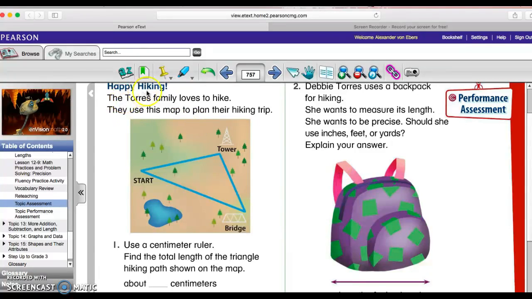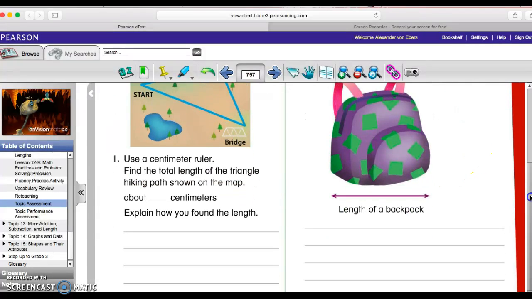So, happy hiking. The Torres family loves to hike. They use this plan to map their hiking trip. Use a centimeter ruler. So use your centimeter ruler. Find the total length of the triangle hiking path shown on the map. So about how many centimeters? Explain how you did this.